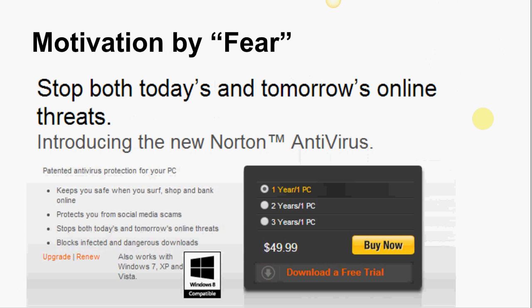As it says in the bullet list, keeps you safe, protects you, stops both today's and tomorrow's online threats, blocks infected and dangerous downloads. Anyway, the idea is they're playing on people's fears of dangerous downloads and threats, and protection from media scams, that type of thing. That's obviously going to work for people who are afraid of those kinds of things, and therefore that's another strong motivation to click the buy now button.